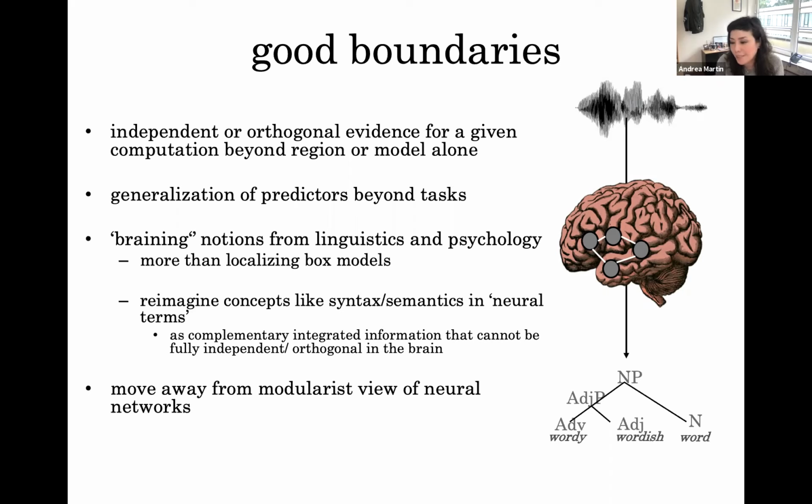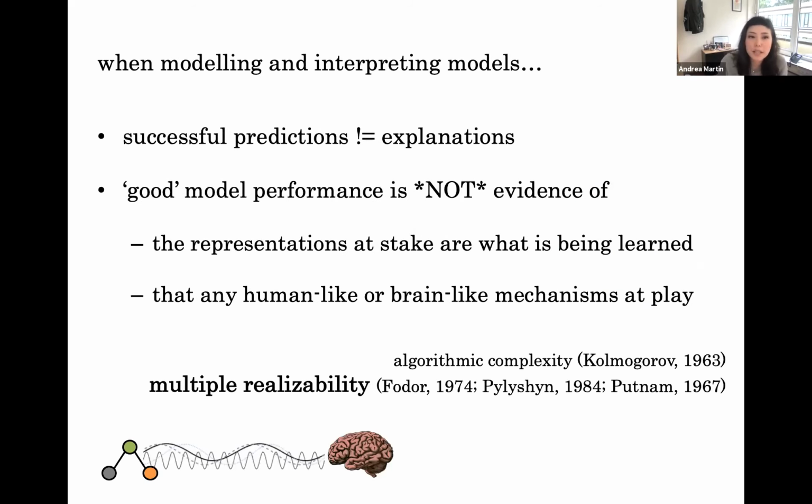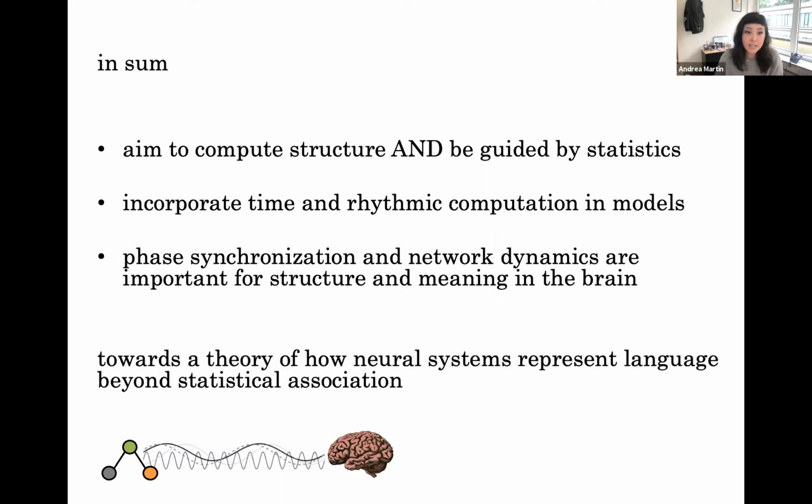I think that more and more. And also to move away from a modularist view of neural networks and a modularist view of the brain. I think that's also key. And again, when we're doing our modeling, we have to be strict with ourselves and say that our successful predictions are not explanations, that good model performance isn't evidence that what we think is being learned or used is actually what's there, and that it's human-like or brain-like in any way. And again, all back to multiple realizability here.